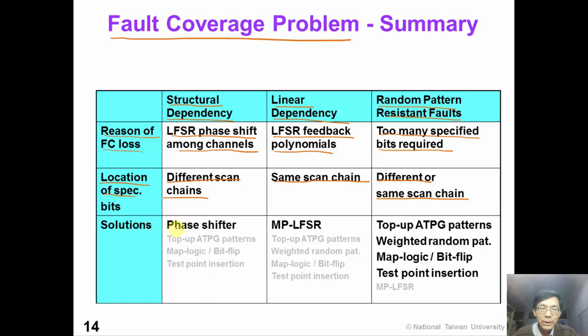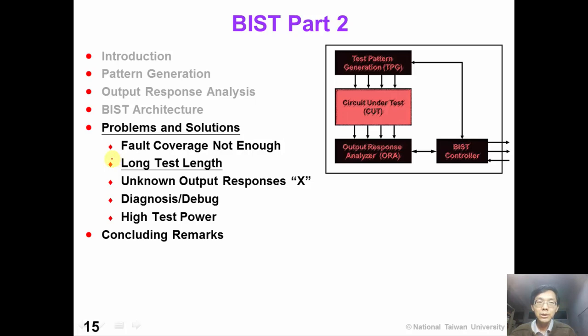To solve the structure dependency problem, we introduced phase shifter in the previous video. Of course, there are some other solutions available. Also, in this video, we introduced multiple polynomial LFSR to solve the linear dependency problem, and we also introduced top-up ATPG, weighted random, mapping logic, and test point insertion to solve the random pattern resistant fault. In conclusion, there are many techniques available to improve the BIST fault coverage. Next, we will discuss the long test length problem.